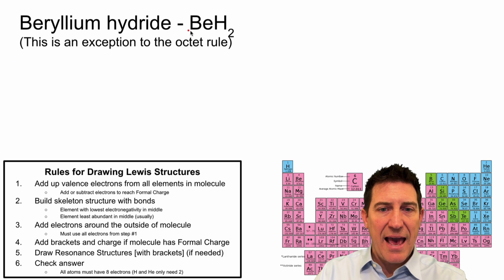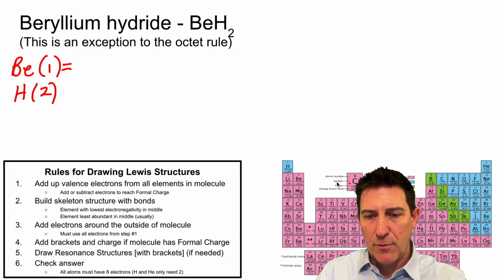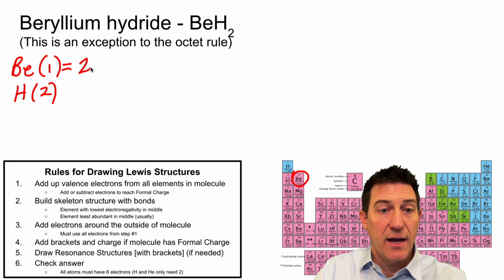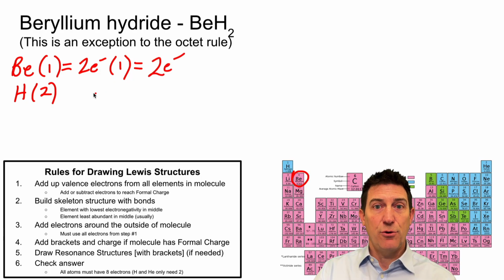Number 1, we're going to add up all the valence electrons. I've got beryllium in my molecule, 1 beryllium. And I've got hydrogen. We have 2 of those. I find beryllium over here on my periodic table. Looks like right here. And it's in group 2A. So it's got 2 valence electrons times 1 because there's only 1 beryllium coming to our party. And that gives us 2 electrons.